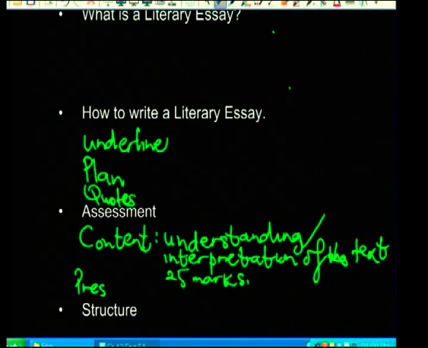And this subsection constitutes 25 marks. So you're left with 10 more marks. And those 10 marks are given to your presentation. So that's the next aspect, the presentation.